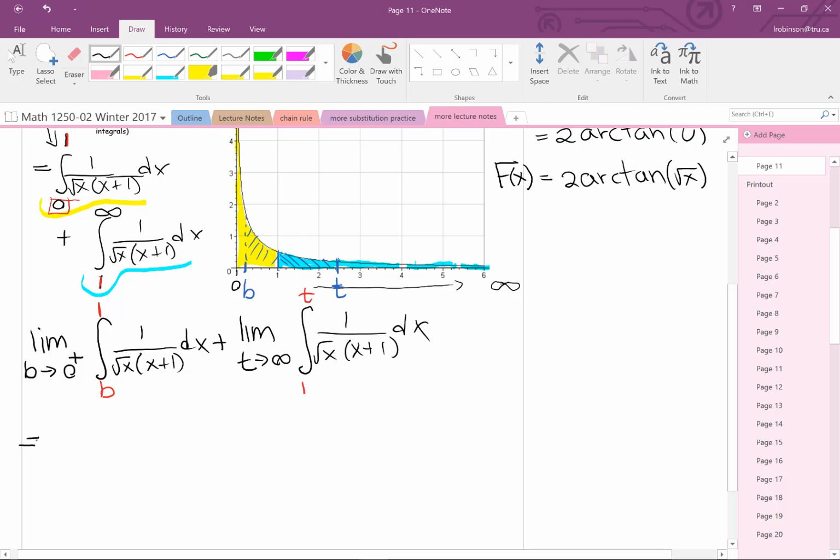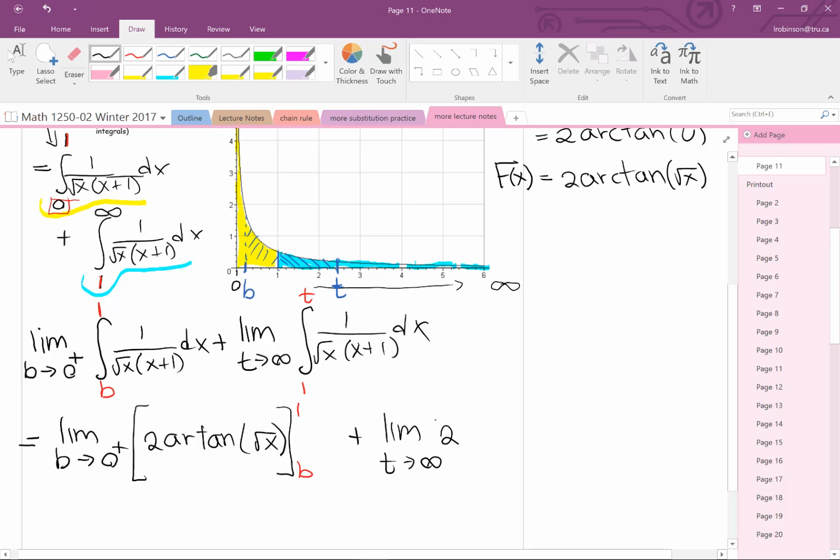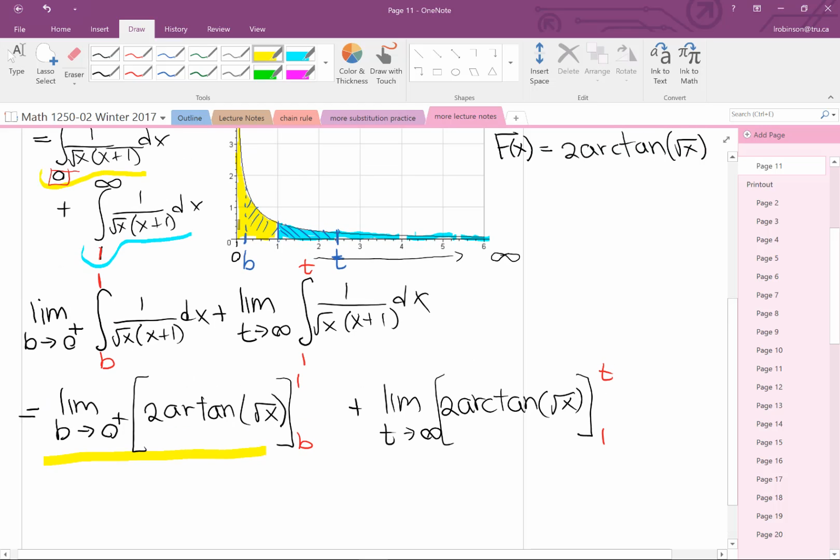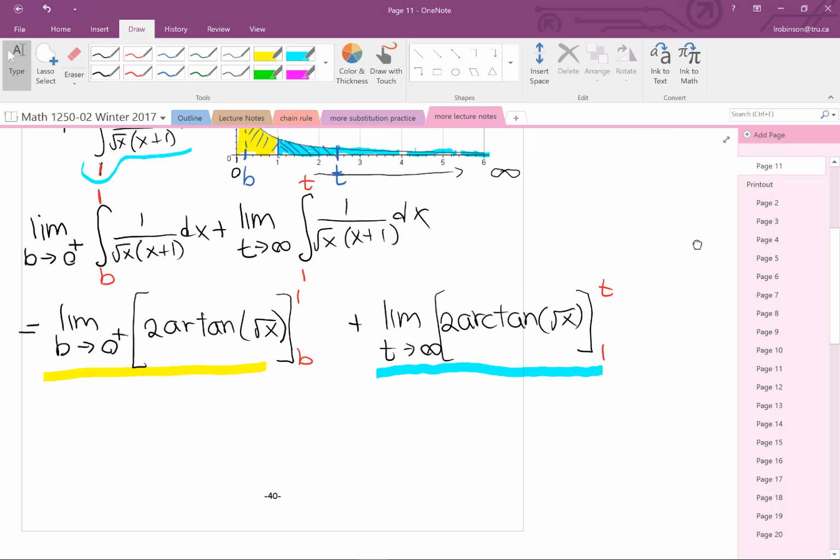Okay, so we've got the antiderivative as 2 arctan root x. So this is going to be the limit as b goes to 0 on the plus side of 2 arctan root x taken from b to 1, plus the limit as t goes to infinity of 2 arctan root x taken from 1 to t. Okay. So this one will give us the area that's colored in yellow, and this will give us the area that's colored in turquoise, or whatever that is. So if we add them up, we get the total thing.